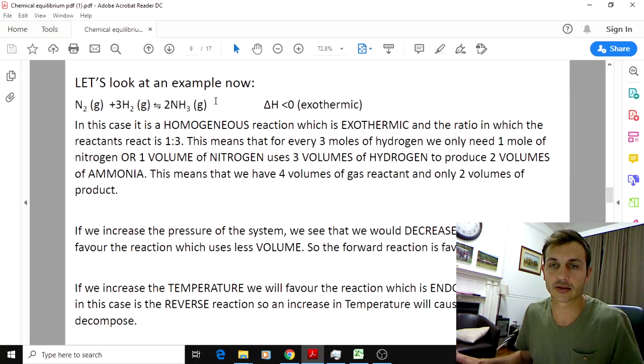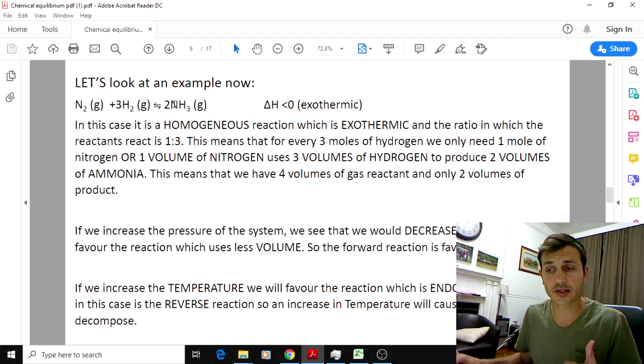So how do you do that? Well, if we look at this example here, you've got let's just call it 4 units of gas here, and you've got 2 here. So it's going to move to the direction that produces less. Alright, so if you increase the pressure, it's going to move to the right. It's going to favor the forward reaction because there's less being produced here. I hope that makes sense. There are a total of 4 mole here, and there are only 2 here.